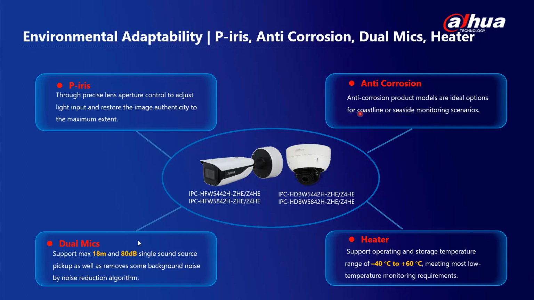We have dual mic support. So in this case, the dual mic support will support up to a maximum of 18 meters distance from where the camera is. And this gives 80 decibels single sound source pickup, as well as removes some background noise by noise reduction algorithms. So in this case, this can pick the slightest audio signals from the surroundings with up to a range of 18 meters.